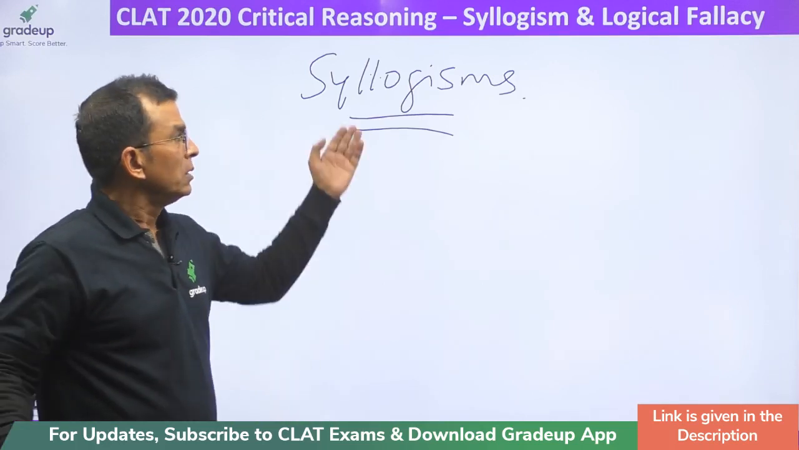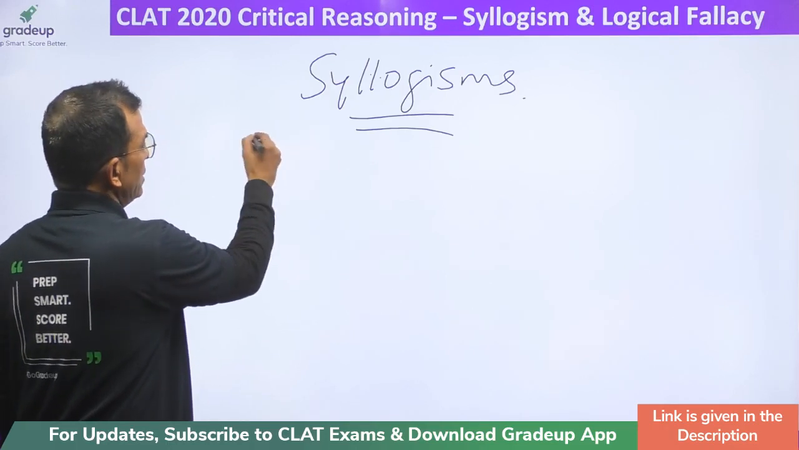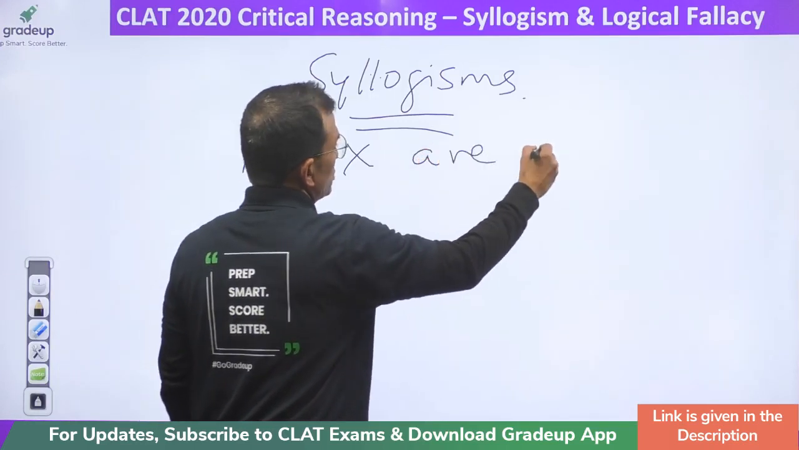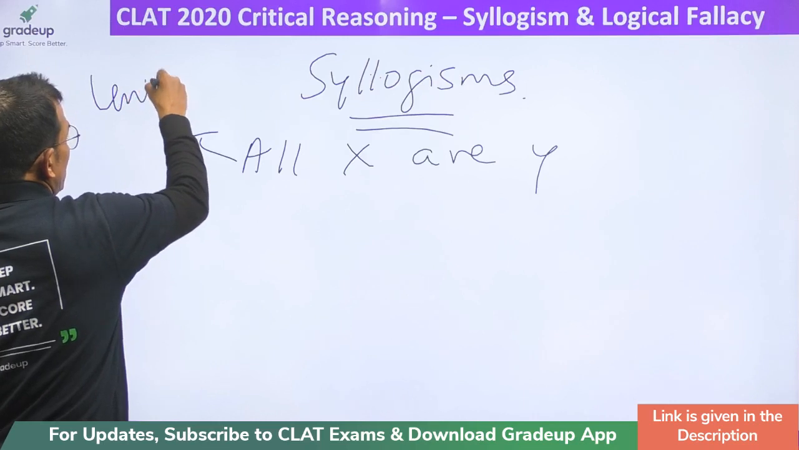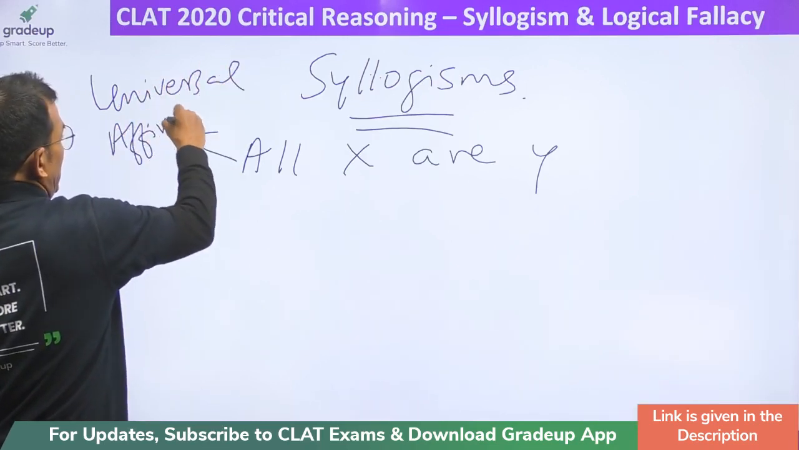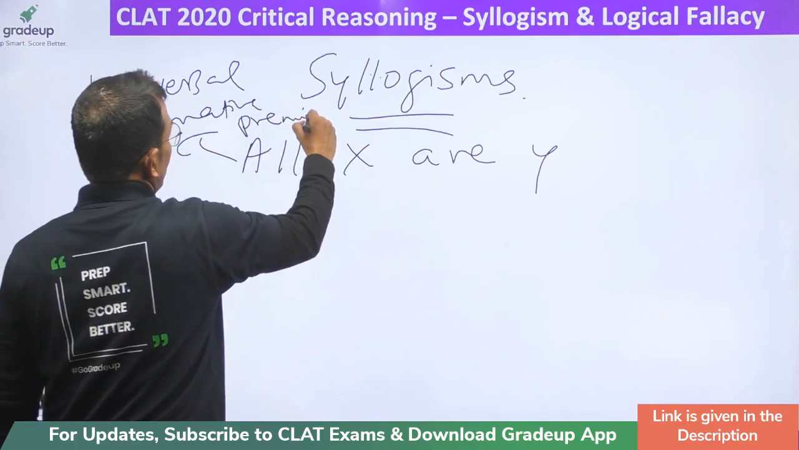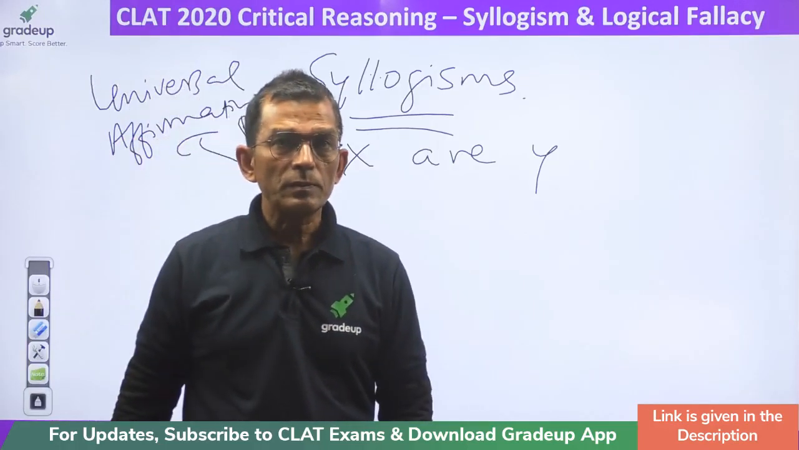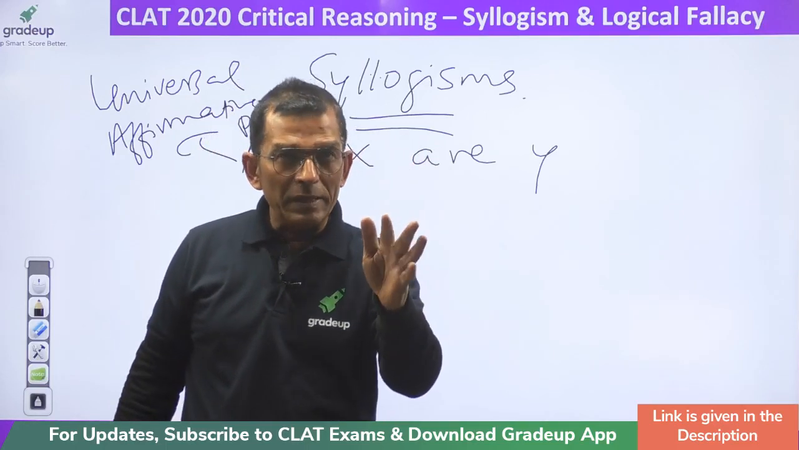So, syllogisms, we had learned the first statement, that was all x are y. Suppose this is a premise, and we call this universal affirmative premise, if you remember. We drew some conclusions based on this, and we checked whether those are definitely true, definitely false, or data insufficient.